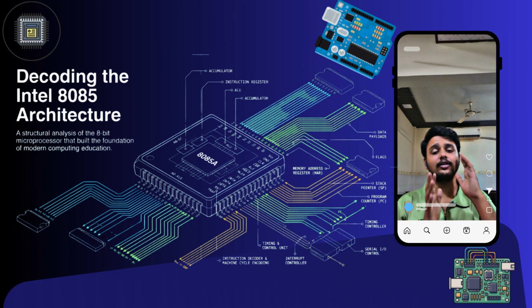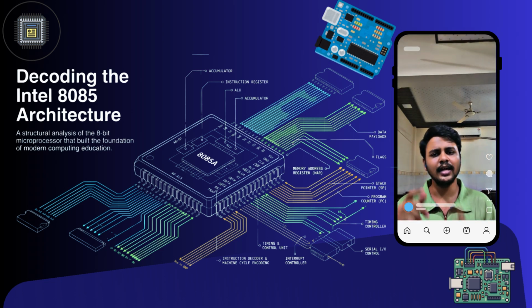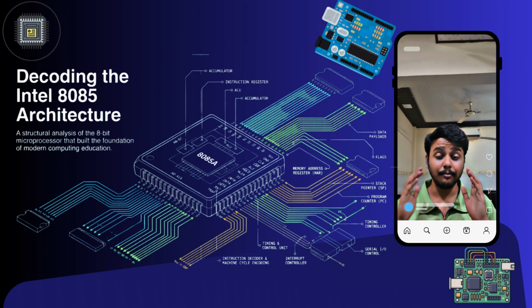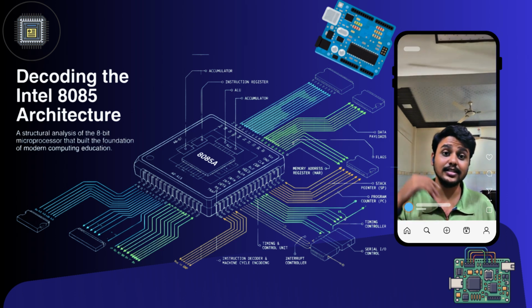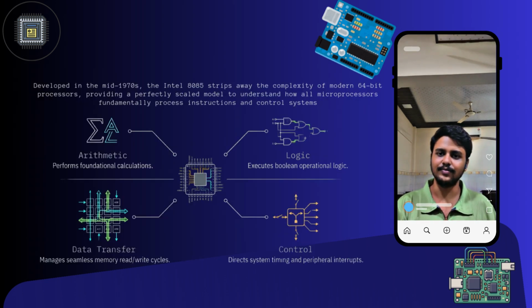We will begin with introduction to 8085, then understand its 8-bit characteristics, its 40-pin configuration, memory addressing capabilities, power requirements, and finally its evolution from the earlier 8080 processor to the current 8086 processor. Let us begin with the introduction to Intel 8085 microprocessor.